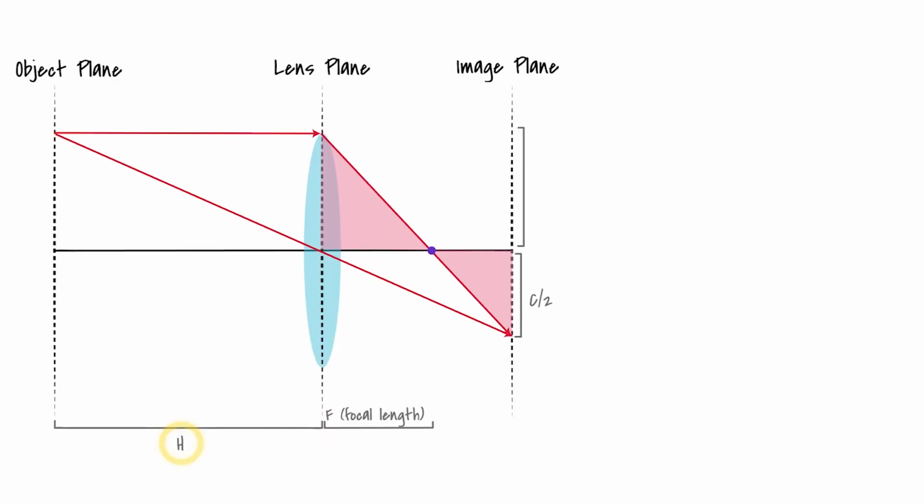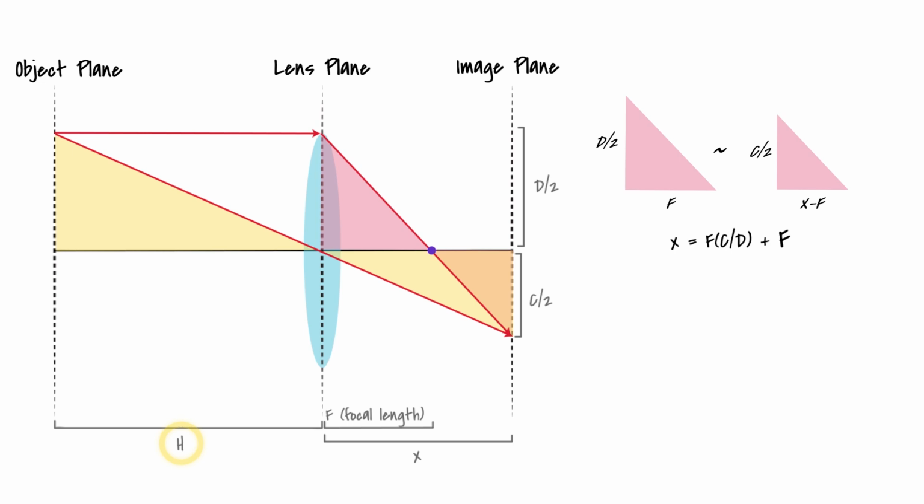Since this is a 2D diagram, the diameter is the length of the lens. In the first triangle, one side is half of the diameter and the other side is the focal length. It's similar to this triangle, where one side is half of the circle of confusion value and the other side is x minus f. We use x as it will help us with our next set of triangles. When we solve for x here, we get this.